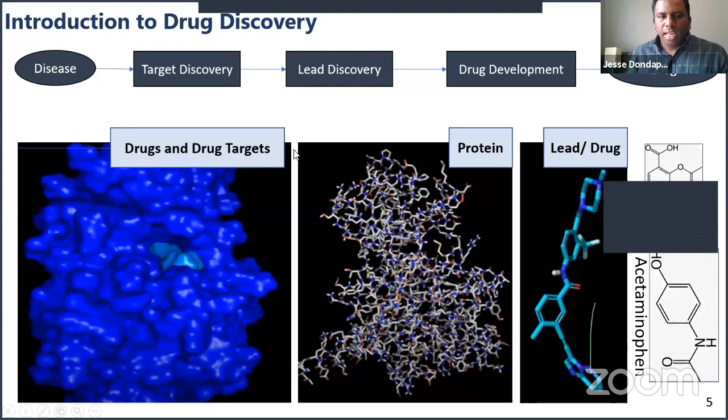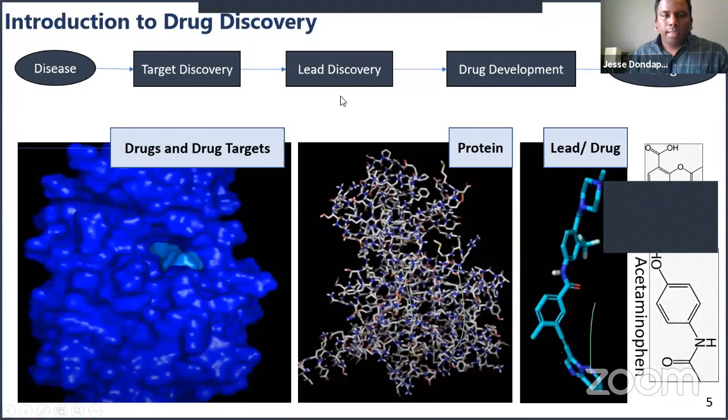In this case of lead discovery, each protein has an active site. Here you can see the structure of a protein, shown as a stick model, where you can't clearly see the morphology of the active site. So here I've put forward a surface-filled structure where you can actually see the active site, and a ligand is already bound into it.